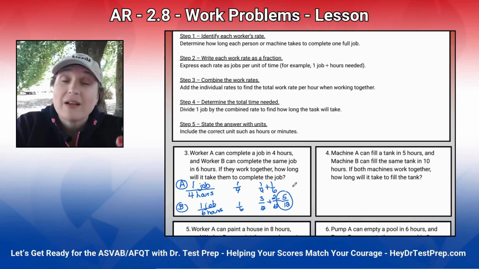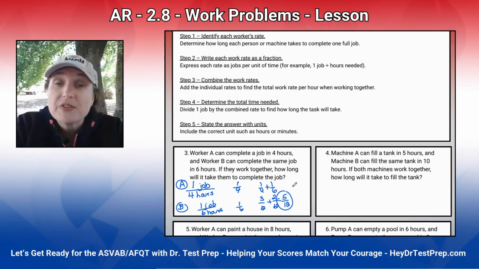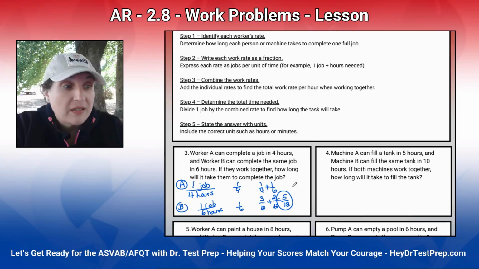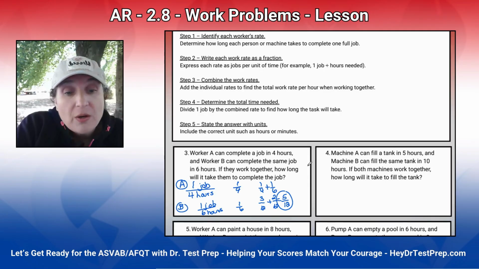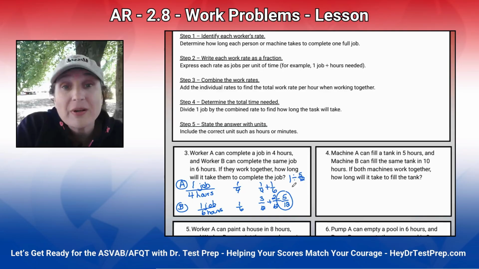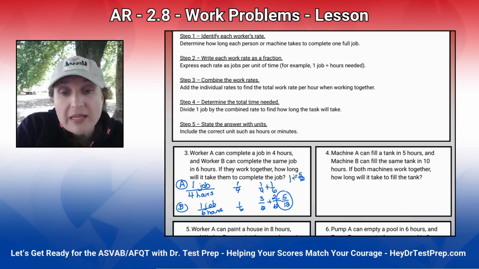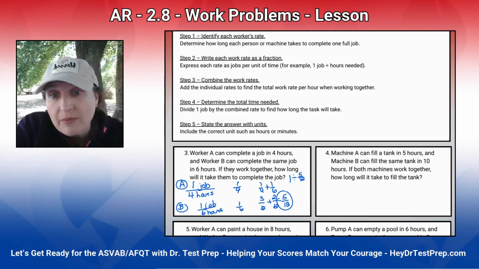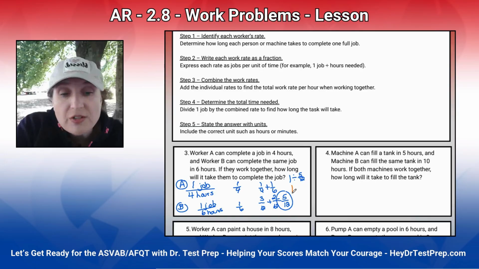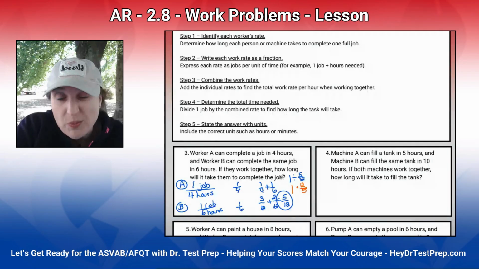But now we've got to go back. Okay, if they can get 5/12 of the job done every hour, then what would it be like divided? So we're going to take 1 hour, one job, and divide it by 5/12. Well, remember, keep, change, flip. We're going to keep the 1, change the division to multiplication, and then flip the fraction. So we get 12/5, because any number times 1 is itself.